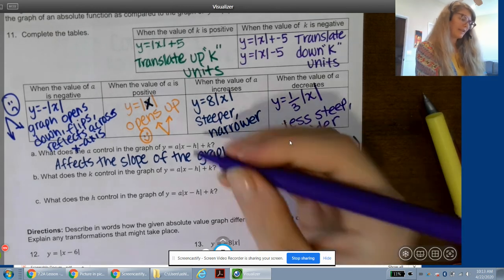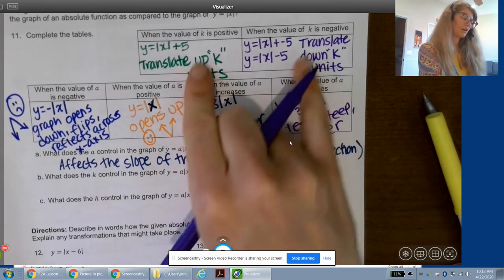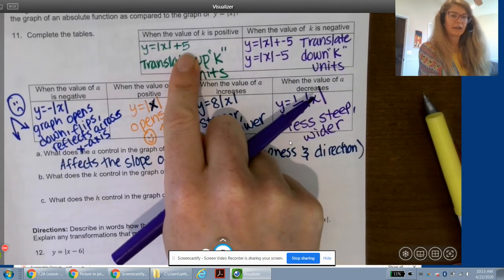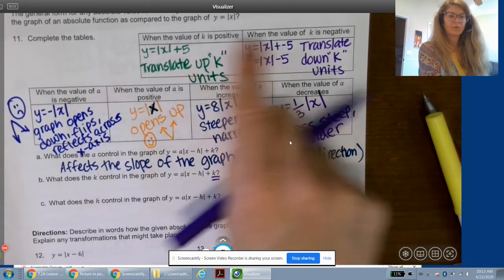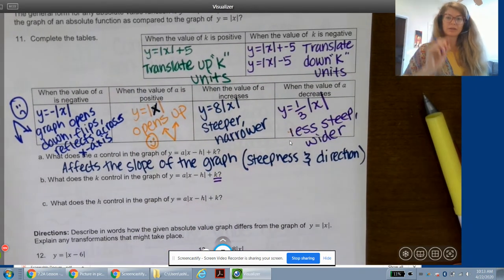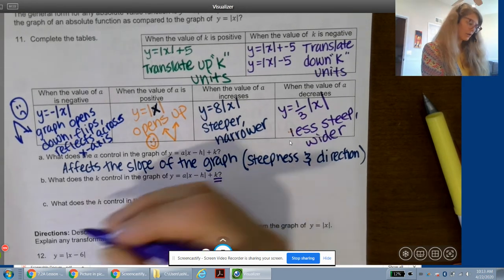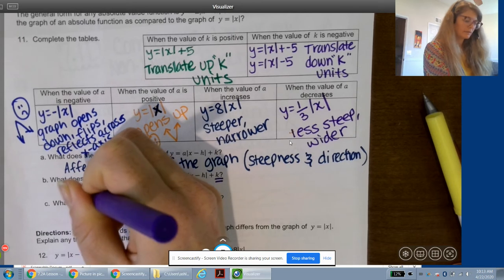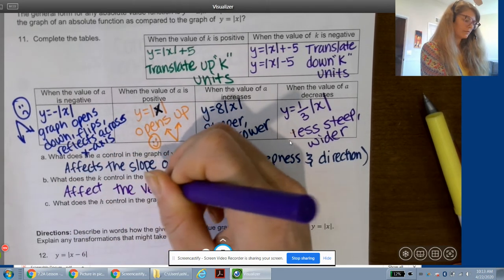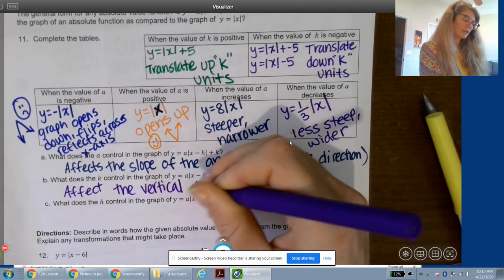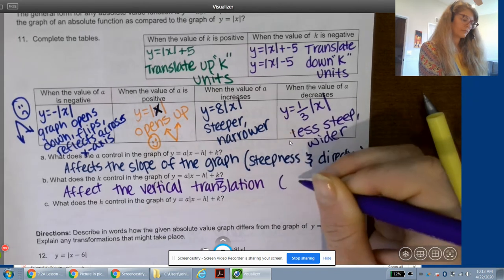What does the value of k control? Remember, k is the value on the outside. So we already took the absolute value and we're only affecting the output y. And y controls that vertical up and down distance. So it's going to affect the vertical shift or translation up and down.